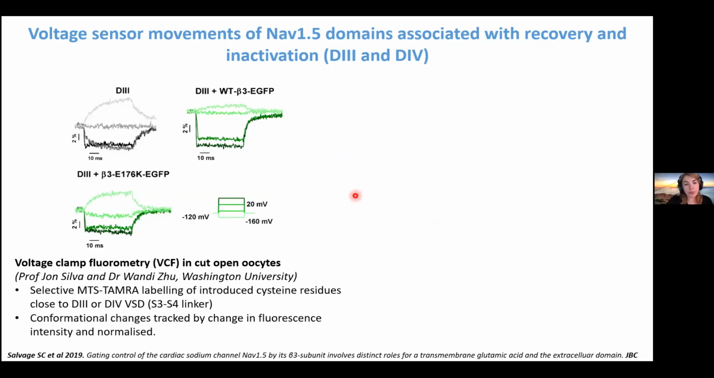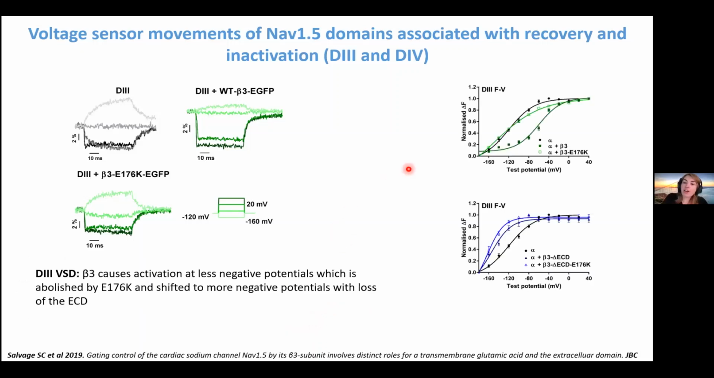Essentially, you can track the movement of the S4 segment by introducing a cysteine residue in proximity of that S4 voltage sensor. So that was just in the S3-4 linker above this, and labeled it with MTS TAMRA. When the voltage sensor is activated and moves outward through the membrane, you get a change in fluorescence, which is tracked and then normalized. So this was first carried out for the domain 3 voltage sensor.